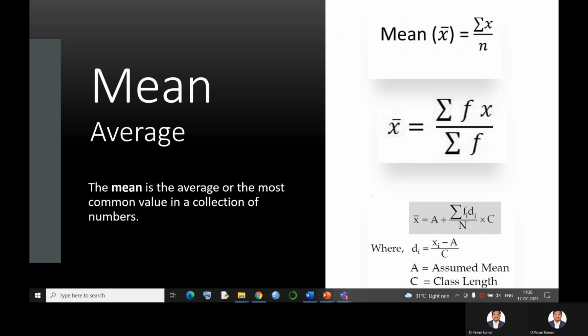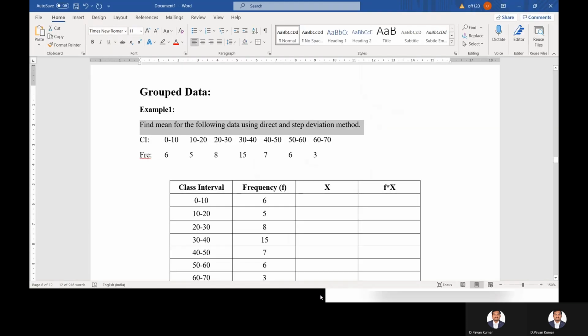And the second formula, which we use to make the calculation simplified, is called the step deviation method. The formula is x bar is equal to a plus summation f into d by capital N into c. So we shall use these two formulas to find out the answer, and let us cross verify whether both the formulas result in the same answer.